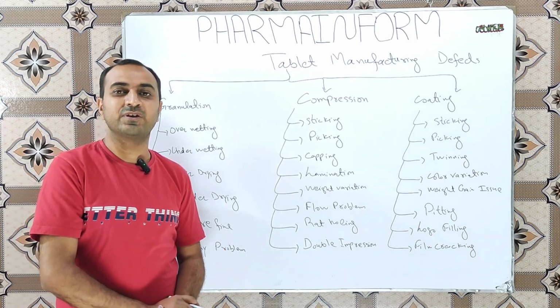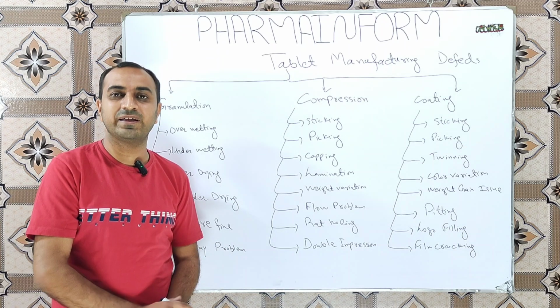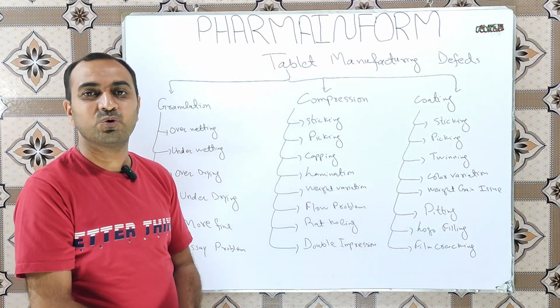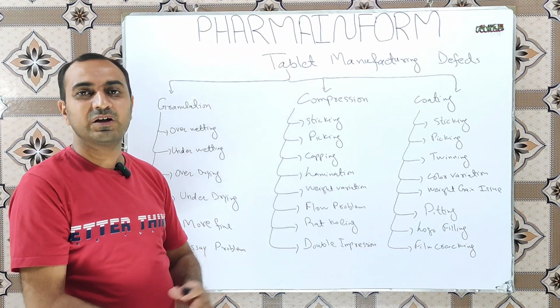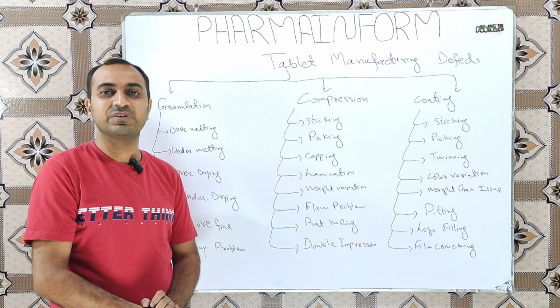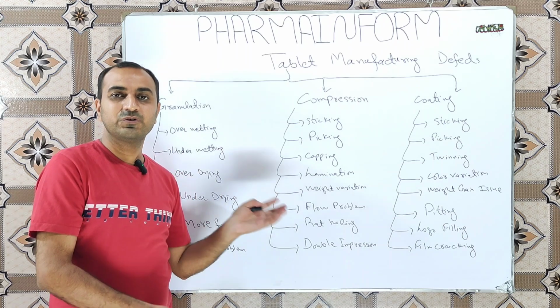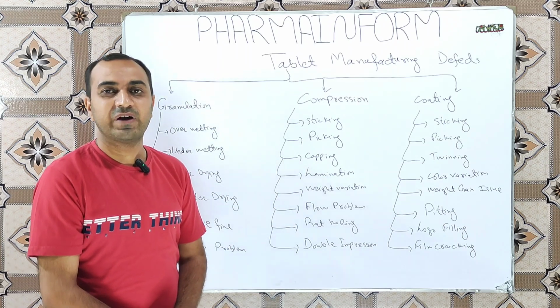Next question is the assay problem. Mean after the final blending, our assay of the drug is not within the limits. This is due to the non-uniform mixing, mean our mixing is not uniform. So ensure the uniform mixing during the final blending.